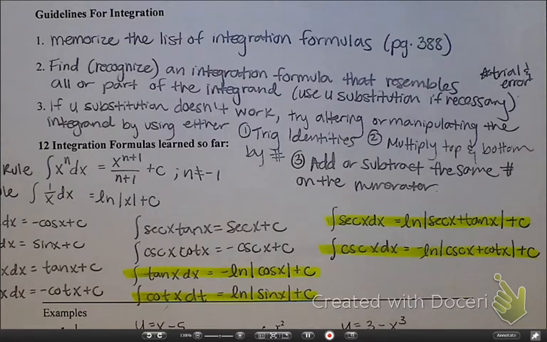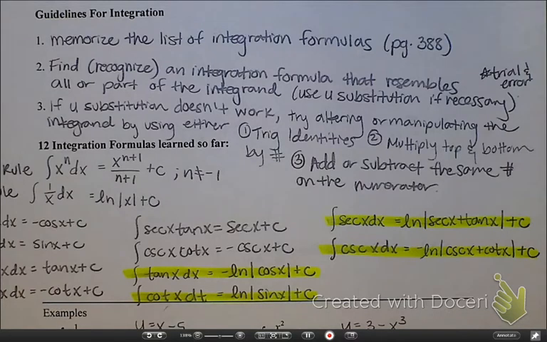And then number 3, if u substitution does not work, try altering or manipulating the integrand by using either a trig identity, multiplying both the top and bottom by a number, or adding or subtracting the same number on the numerator. And we'll do some examples of those in just a minute.